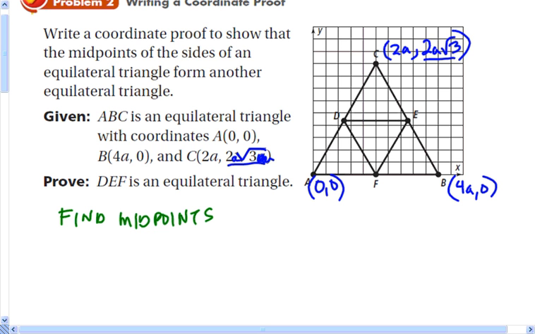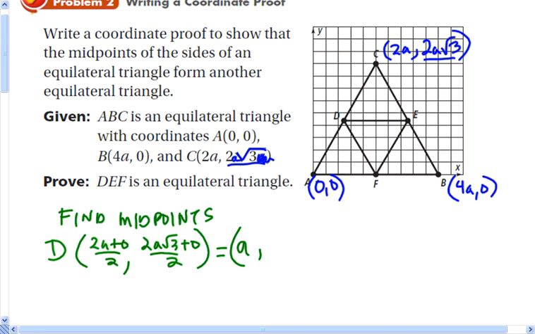So we have midpoint D, and midpoint D we get by adding the x-coordinates together and dividing by 2, and then adding the y-coordinates together and dividing by 2. If we do that, we end up with 2a plus 0 divided by 2, and then 2a times the square root of 3 plus 0 divided by 2. If we simplify that, 2a plus 0 is 2a divided by 2 is just a. And then 2a times the square root of 3 plus 0 is 2a times the square root of 3, and if we divide that by 2, we just get a times the square root of 3.